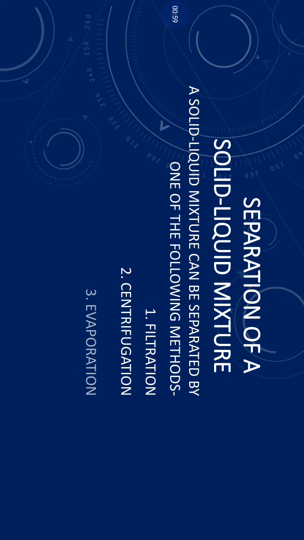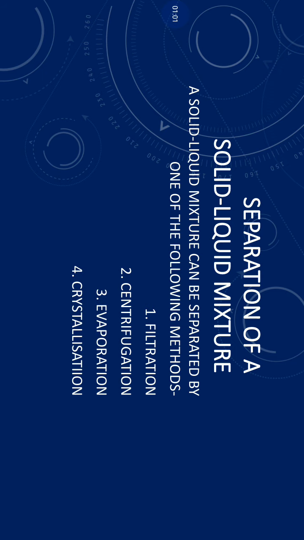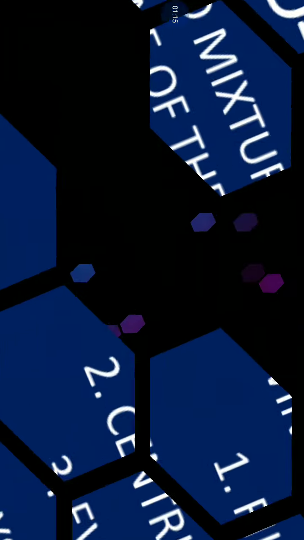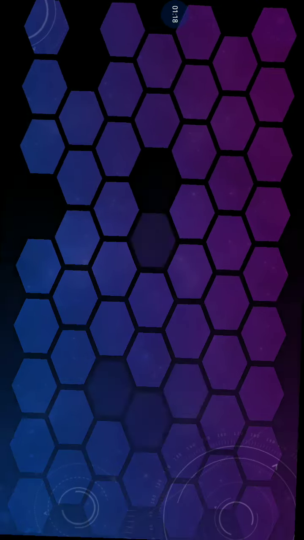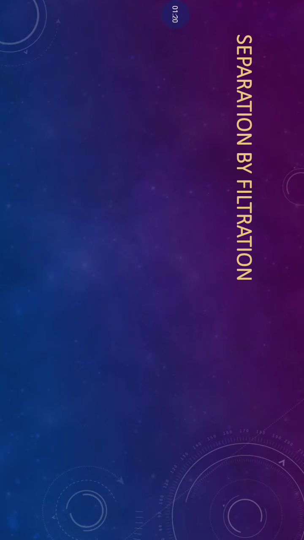The various methods which we will be discussing are: first is filtration, then centrifugation, evaporation, crystallization, chromatography, and distillation. So these are the processes by which a solid-liquid mixture can be separated into its components. Now we will discuss in detail today about filtration. So our today's topic is separation by filtration.